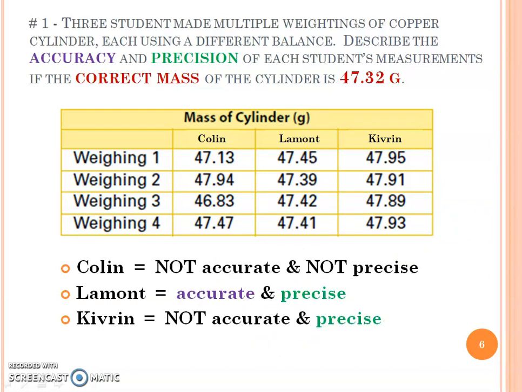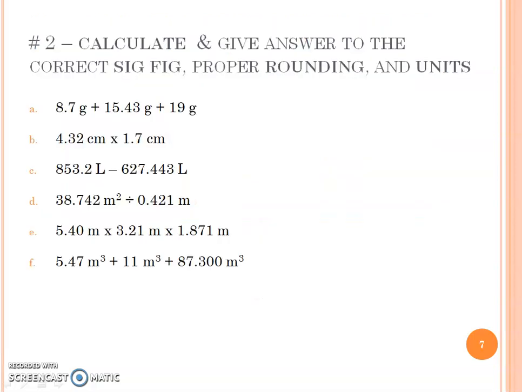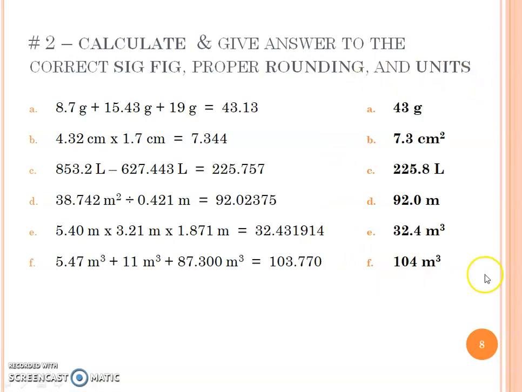Hopefully this makes sense between accurate and being precise. Number 2. So hopefully you pause the video, and if you don't remember your sig fig rules, hopefully you went to that part of your packet. So not only did you come up with an answer, this is the correct answer to the correct sig figs and rounding. So pause and make sure that your numbers are exactly these numbers.